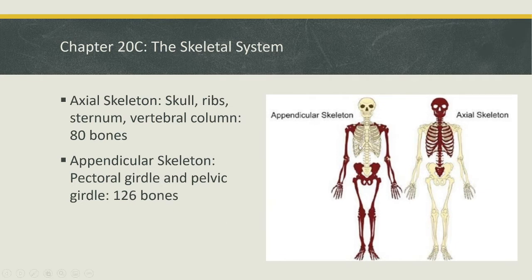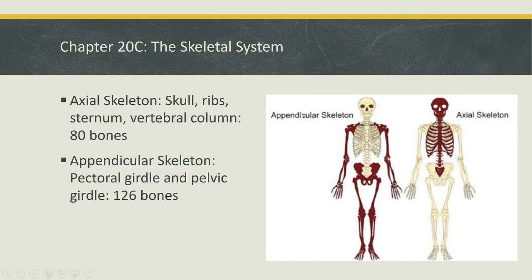So in this diagram here, the darker colored stuff, axial skeleton is on the right, so that's basically your skull, your ribs, the sternum, also known as your breastbone, and the vertebral column, your vertebrae. And it has in the human body 80 bones.